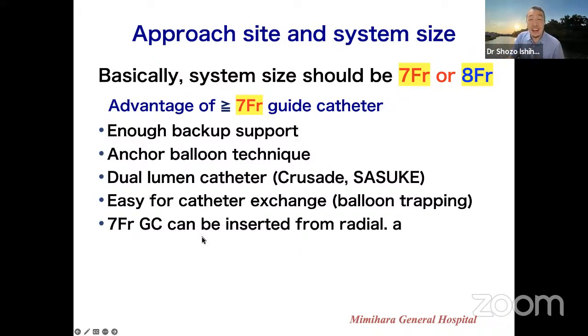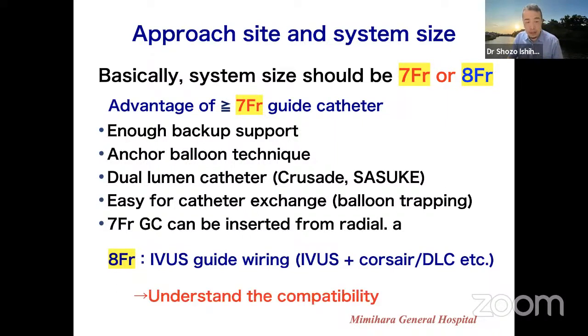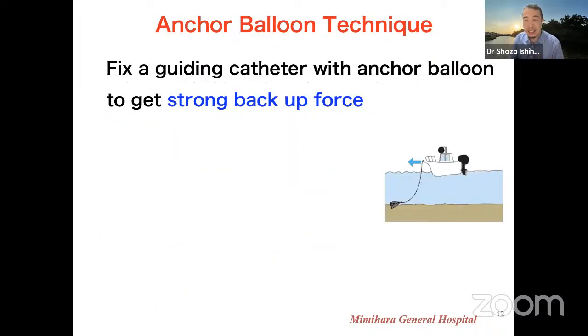And as you know, a 7 French guiding catheter can be inserted from the radial region now. And if we sometimes use 8 French, the purpose of 8 French is just IVUS guide wiring. If we have no chance of retrograde, at that time IVUS guide wiring is mandatory, so 8 French is one option. So what I want to say is we should understand the compatibility of the guiding catheter and also IVUS, microcatheter or dual lumen catheter. This is very, very important for CTO wire success.